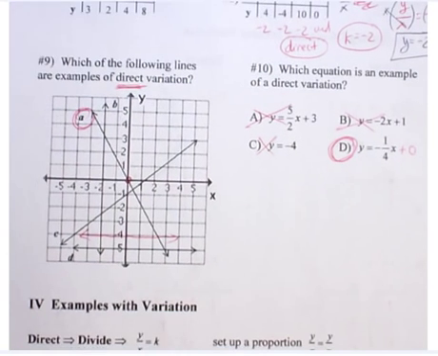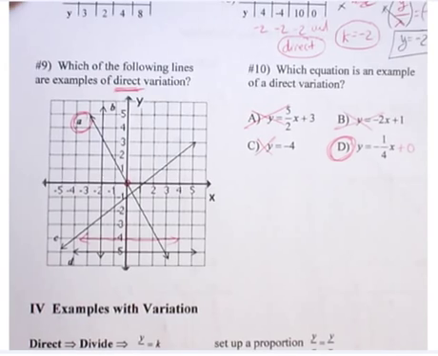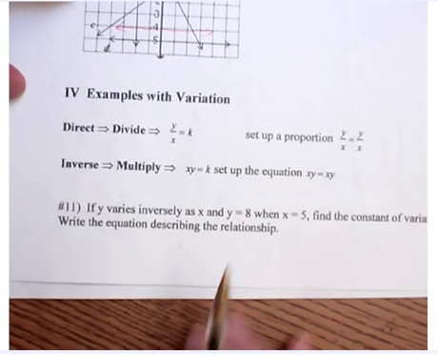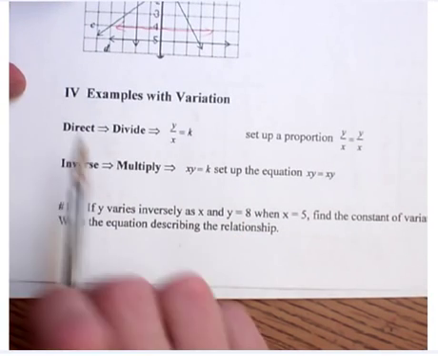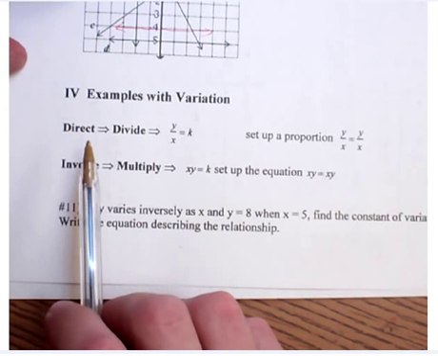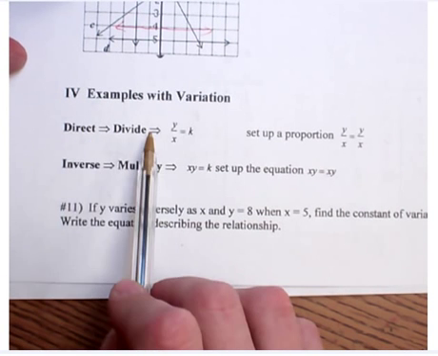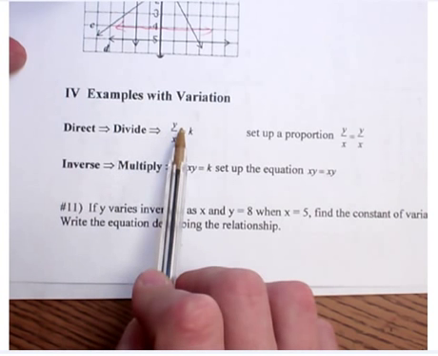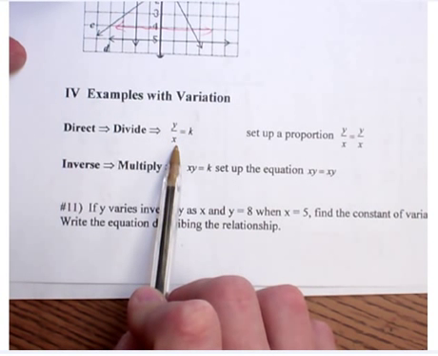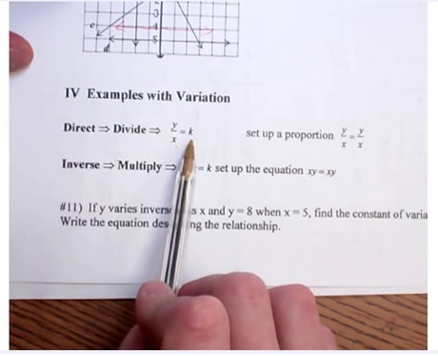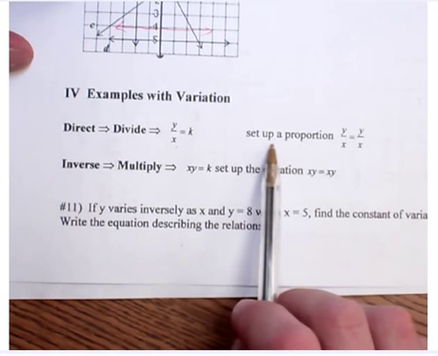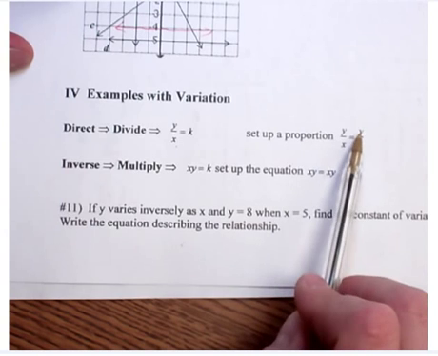Okay, now let's do a couple more examples here. Let's recall from yesterday. If it's a direct variation, we divide. We do y divided by x, kind of like slope. Y is on top, x is on the bottom. That gives you your constant. To solve these, you can set up a proportion. Two fractions equal to each other.